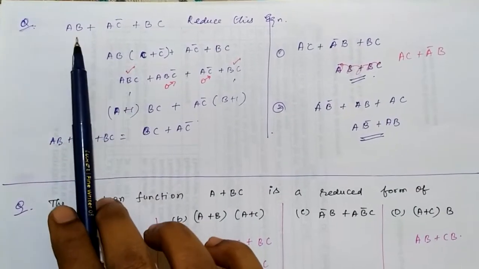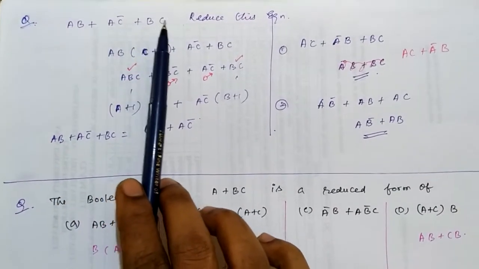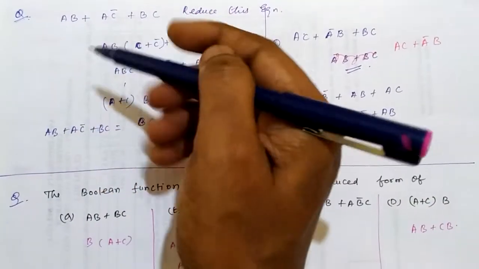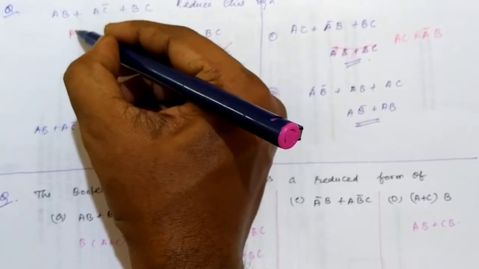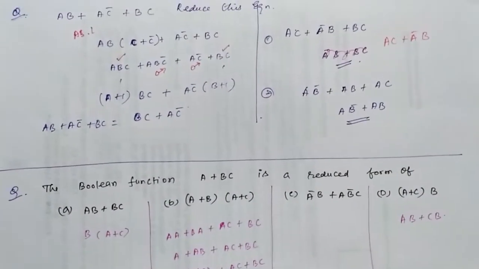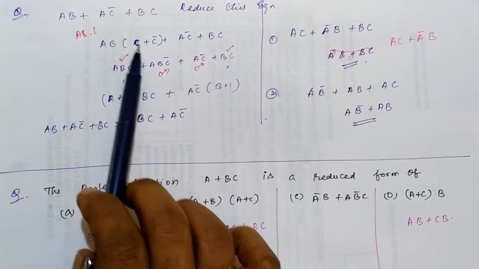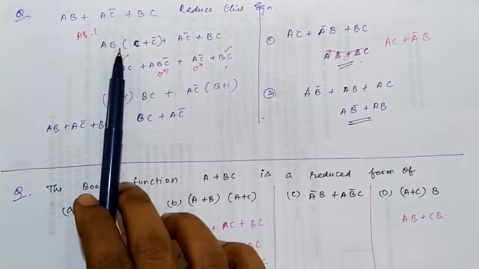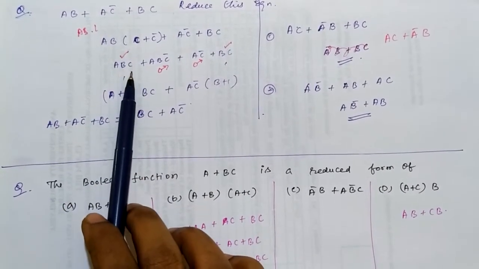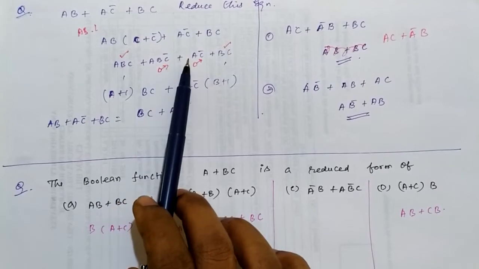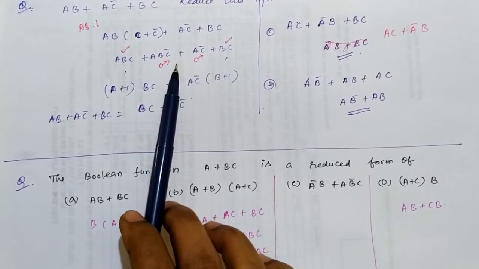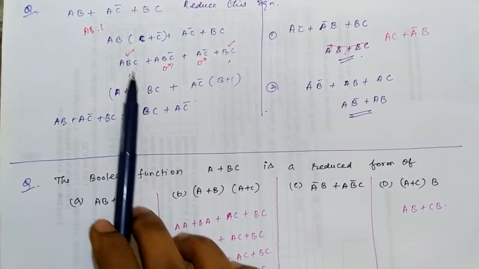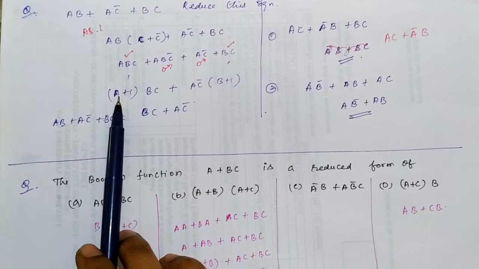So next question, we have the Boolean expression given. Reduce this equation. So this AB, we introduce AB dot 1. This one can be written as C plus C complement. Remaining terms are as it is. Now multiply this AB inside, that is ABC, AB C complement, then AC, it is as it is. Now this term and this term we have BC as common, so you can take BC out. So remaining we have A plus 1.